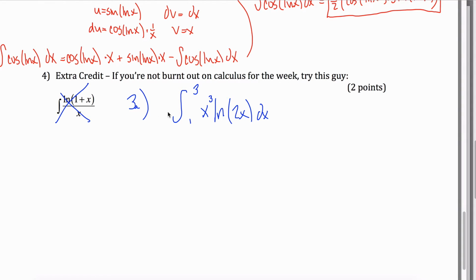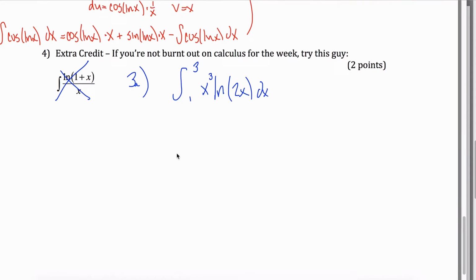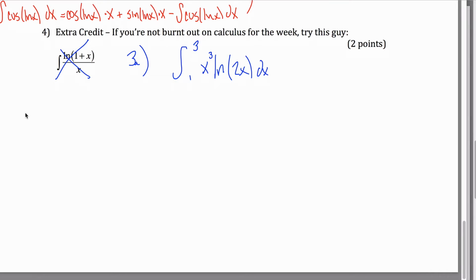So 3a asks you to find the integral from 1 to 3 of x cubed natural log of 2x dx. And it says in 3a that integration by parts would work. And so the integration by parts formula, as I mentioned before, tells you that the integral of u dv is equal to uv minus the integral of v du.